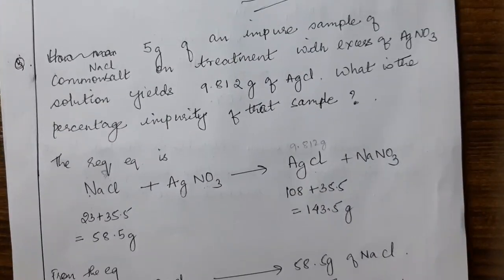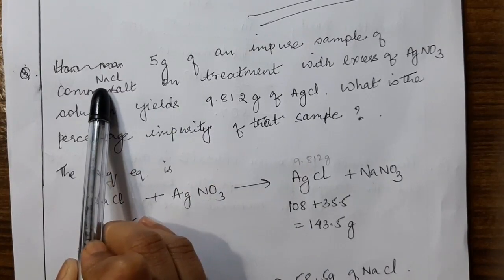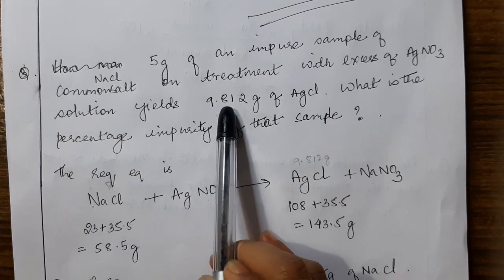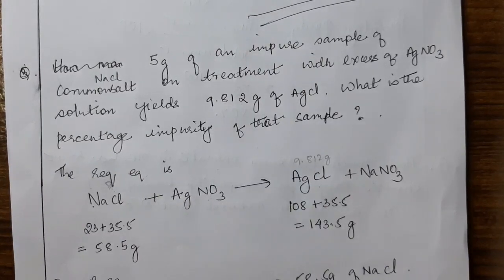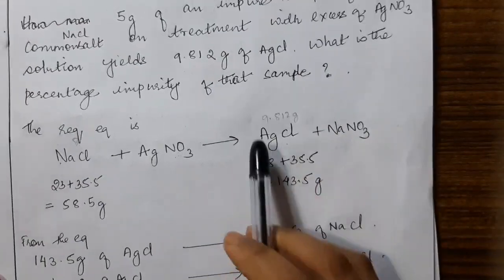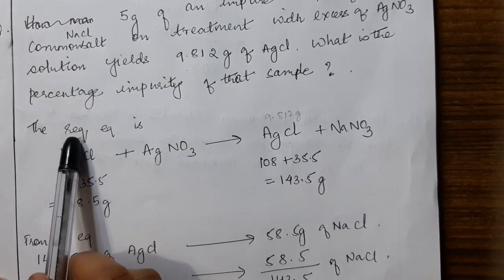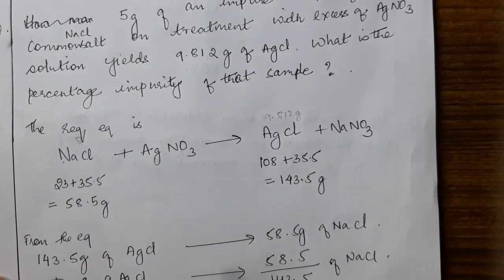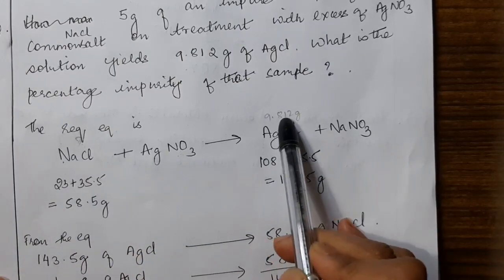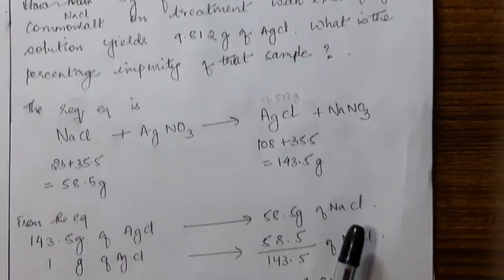Again, let's go back to the question. 5 grams of NaCl, which is impure, is given, and it gives you 9.812 grams of AgCl. The weight of AgCl is given as 9.812, and NaCl is given, but it is the impure amount, 5 grams. So what we have to find out is the pure amount of NaCl. Weight of AgCl is 9.812. You have to find out the weight of NaCl. Let's relate it.